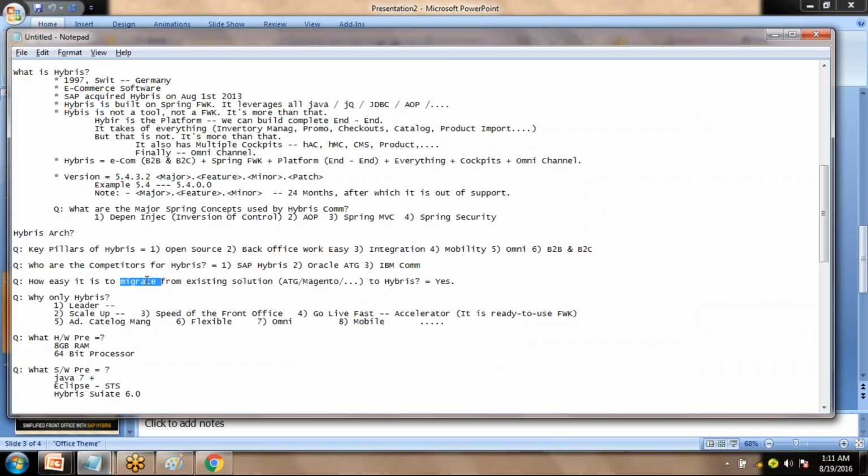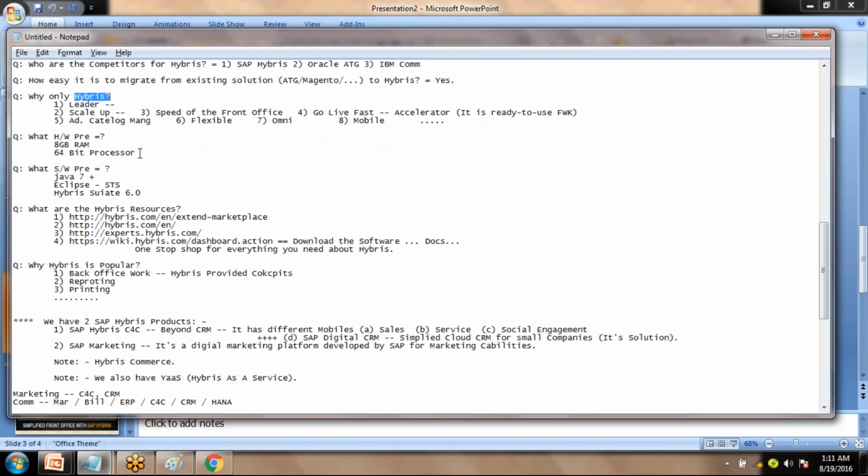Then can we migrate existing solutions to Hybris? Yes. Then why only Hybris? We talked about leaders, scale up, speed to market, go live fast, flexible, omni, mobile, advanced catalogs, all these things. Then what are the software requirements for Hybris? What are the hardware requirements for Hybris? Then if you want to learn something, what are the resources? These are the resources for you.